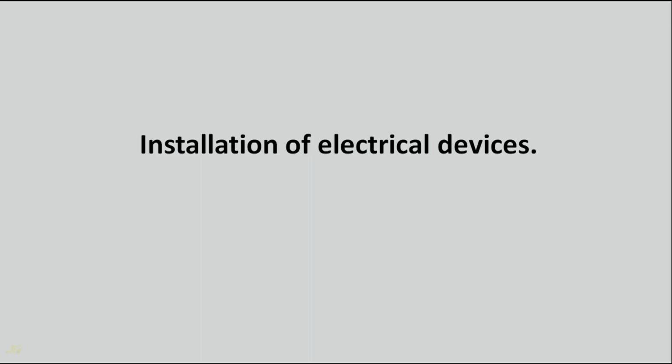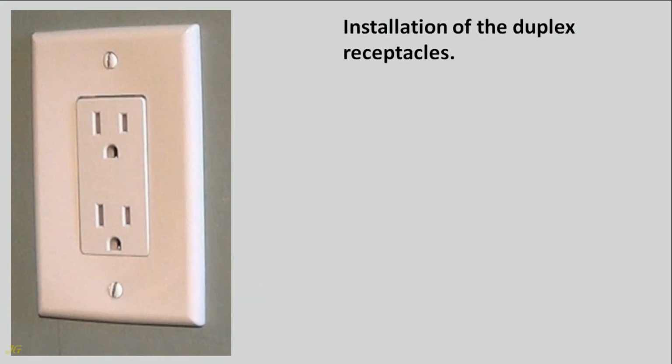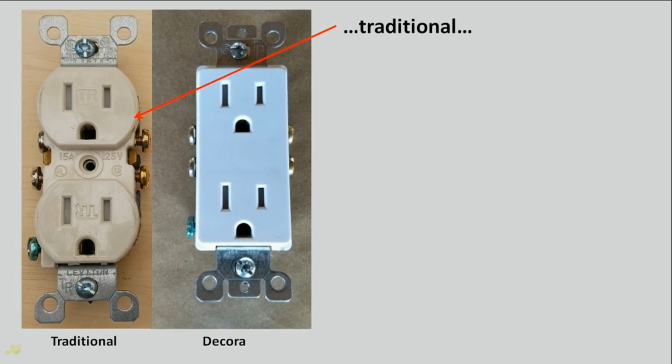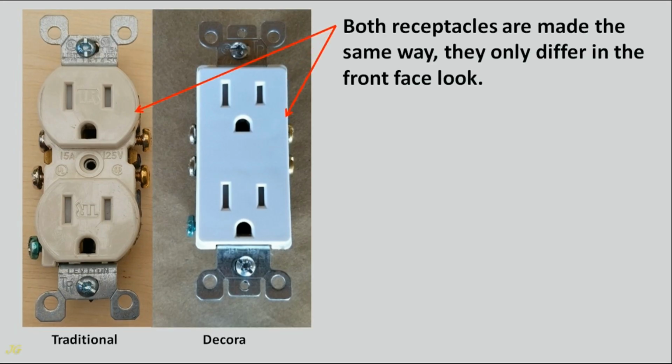Installation of electrical devices. Once the necessary inspections have been done where required and the walls have been finished, the electrical devices can be installed. Installation of the duplex receptacles. There are two types of duplex receptacles used: traditional and decora. Both receptacles are made the same way, they only differ in the front face look.